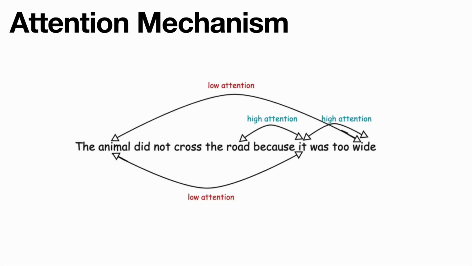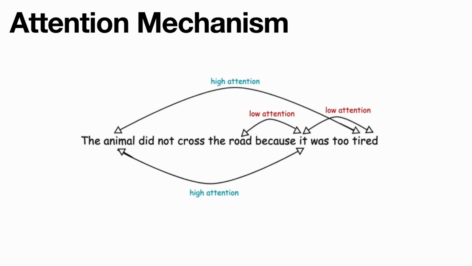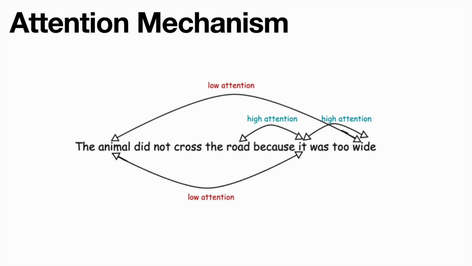And in the next one, it was too wide. Here it means the road, the animal cannot be that wide, right? So when we are generating a next word, whether here if you see the word tired or wide, when we are generating a new word, we are not only seeing what all words we already have, we are just seeing how much attention should I give to each of the already generated words, right? So that's a better way to create a language model.